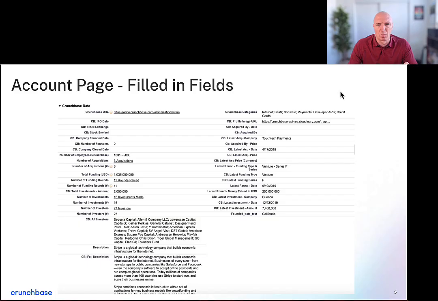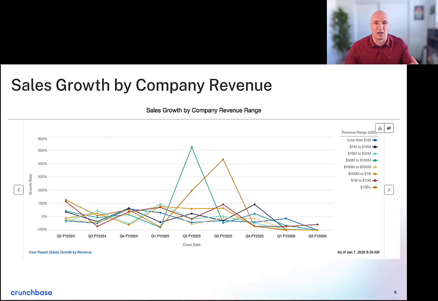Now, let's dive in a little bit more. So this obviously helps our account executives when it comes to account research, but let's also talk about what you can do once you have this information for all of the companies within your CRM. And the real benefit here is in the reporting. So one of the reports that I can show you today is this sales growth by company revenue range. What I'm doing here is I'm looking at, based on the company's revenue range, you can see the revenue ranges here on the top right, how many of these companies have I sold in each quarter? So I can start to see some of the trends for the revenue ranges that I'm going after.